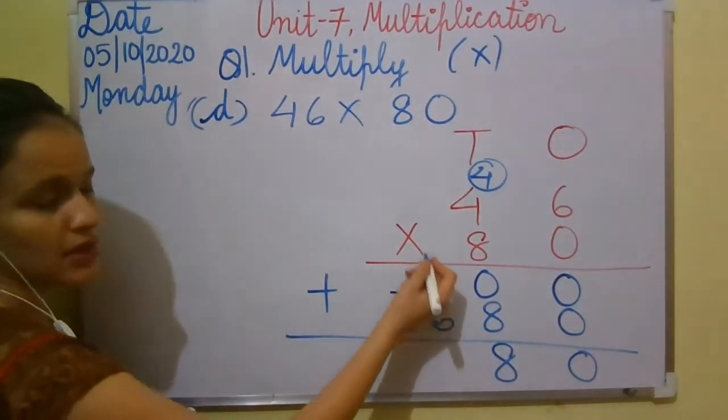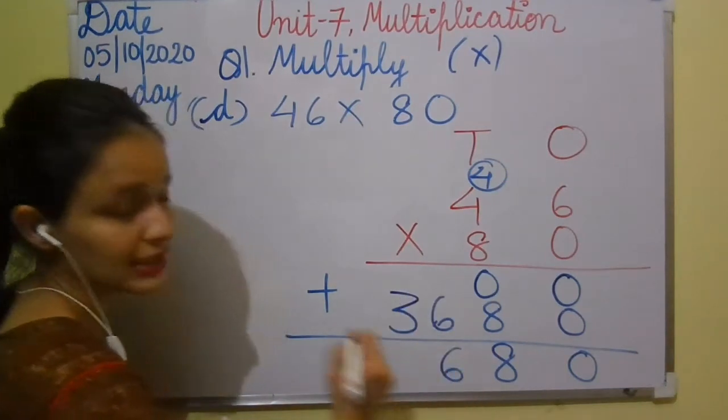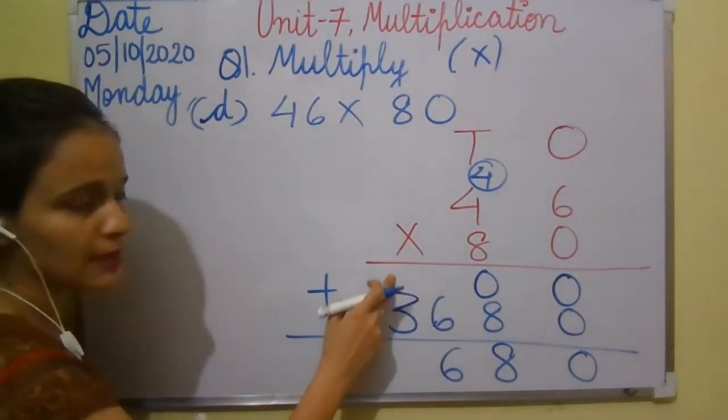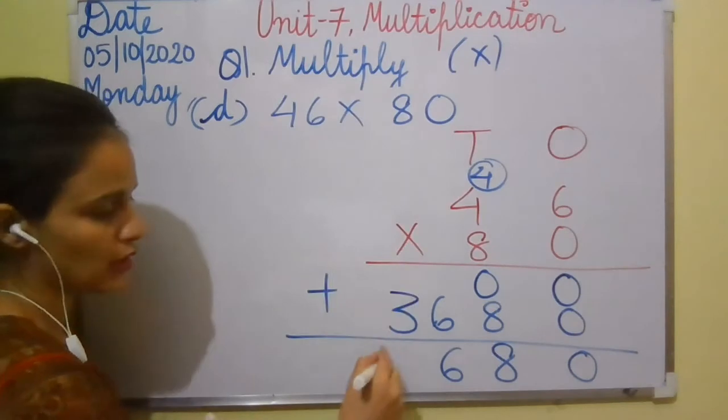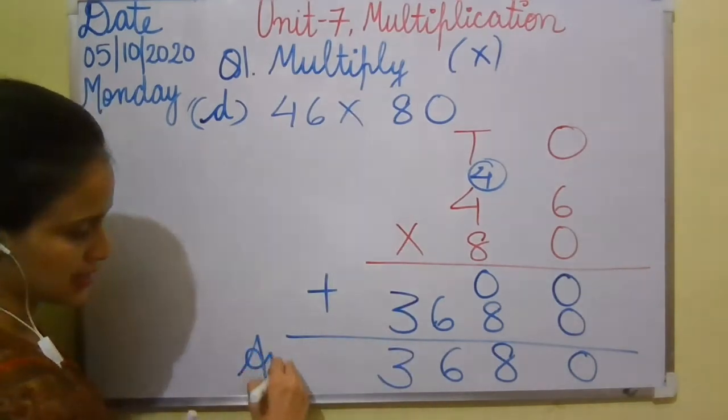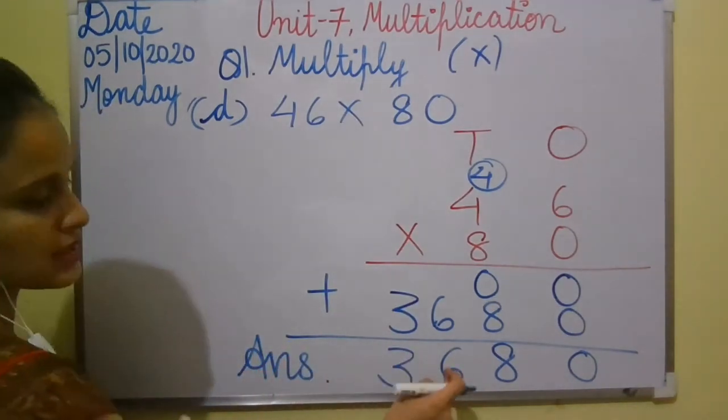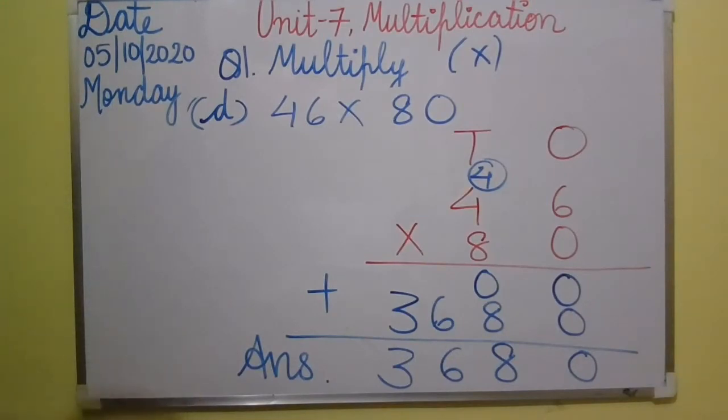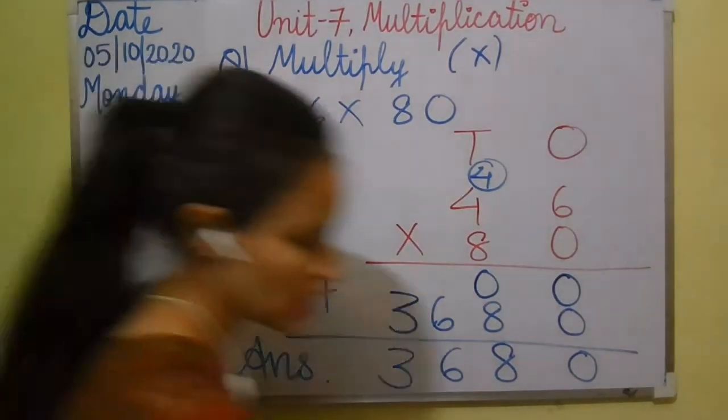Now is there any number above 6? No, so we are going to write it down as it is. Is there any number above 3? No, so we are going to write it down as it is. So the answer is 3680. Okay.